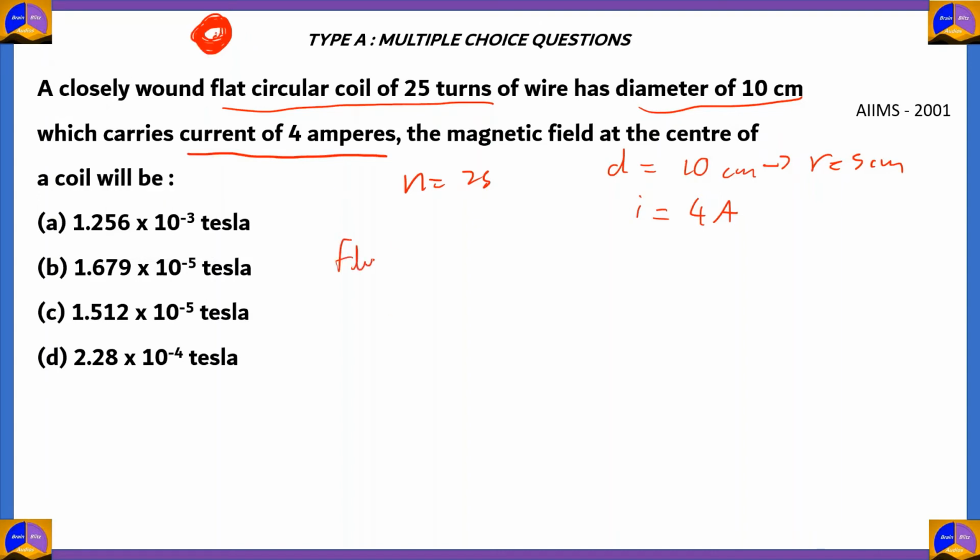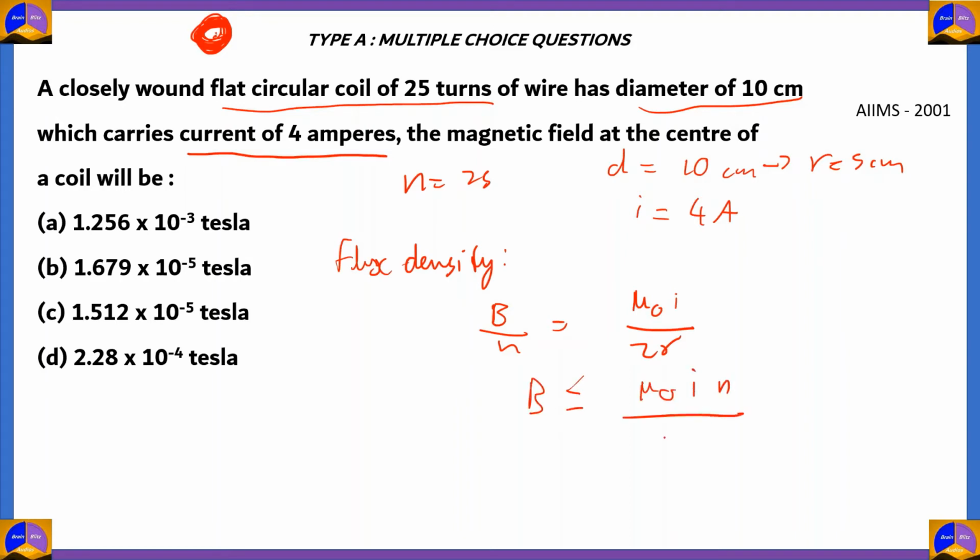So we'll use the formula for flux density here. So flux density, that is B by N, is equal to mu naught I divided by 2R. The reason why we use mu naught I by 2R is because it's circular. So for the magnetic field at the center of a circular coil, it'll be mu naught I by 2R, but because we have multiple turns of coil, we'll put it as B by N. And we can get the value of B as mu naught I into N divided by 2R. So again, mu naught stays the same. It's 4 pi into 10 raised to minus 7.